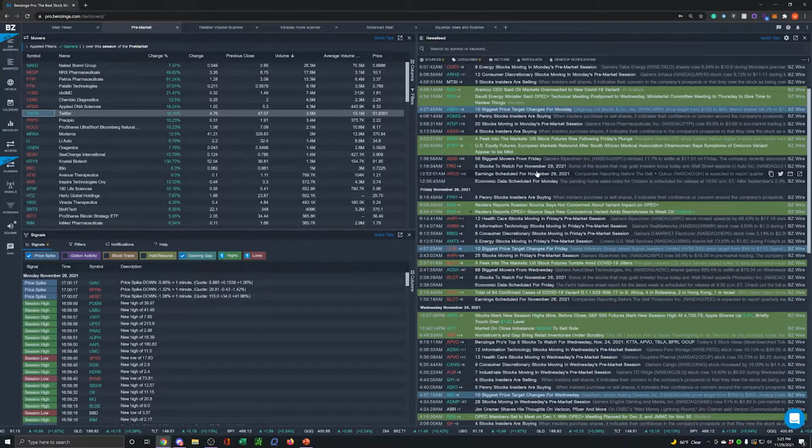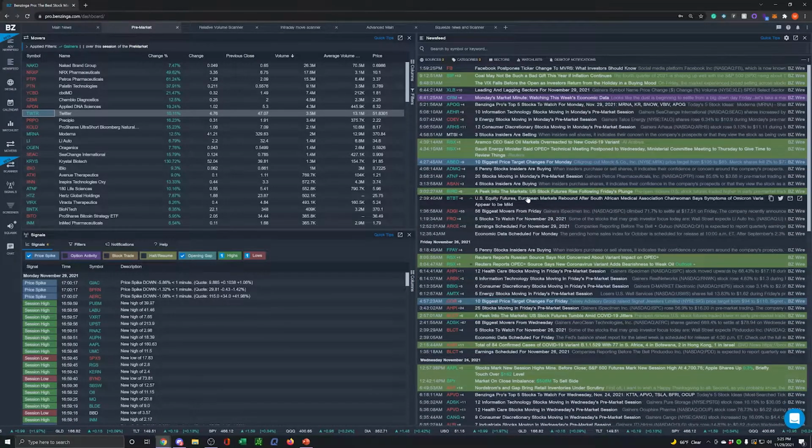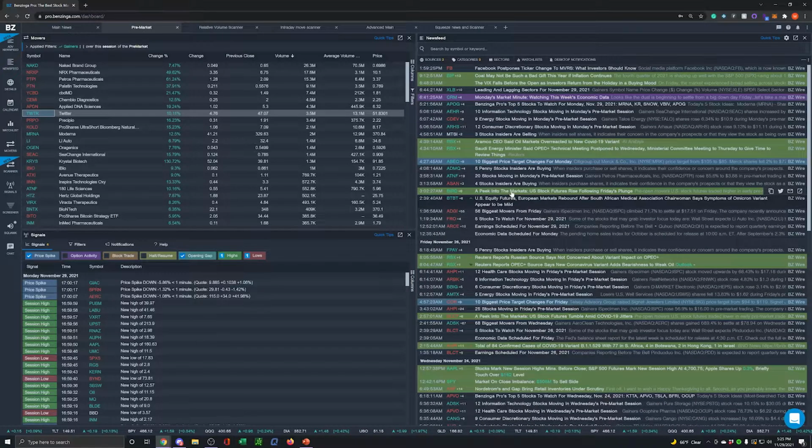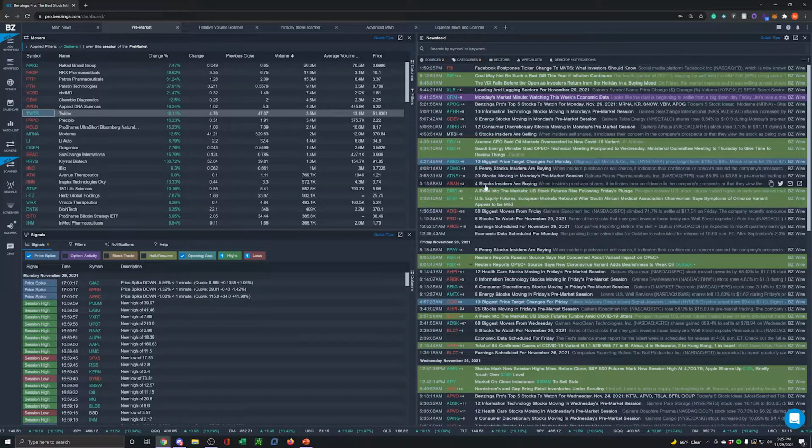So basically, I go all over this. I see what's going on during the pre-market session, see what's moving during the pre-market, see how the global markets closed, and I go through this one by one. And I don't really pay much attention to this until I see a stock that has a bullish enough catalyst or a bearish enough catalyst.